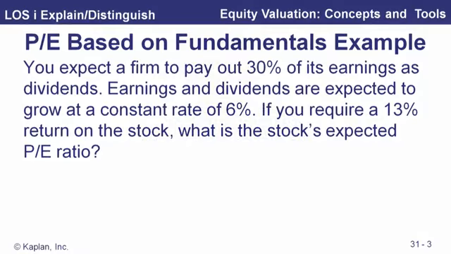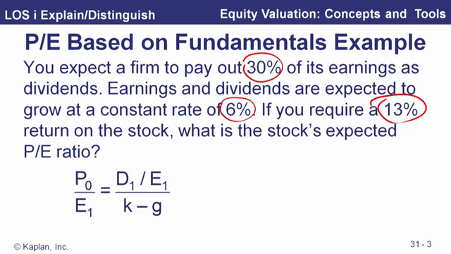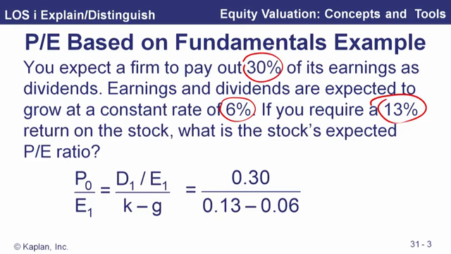So let's look at a PE based on fundamentals. The math is, of course, pretty easy. Even financial analysts can do it. You expect a firm to pay out 30% of its earnings as dividends. There's our payout ratio. Earnings and dividends are expected to grow at a constant rate of 6%. There's our G. There's our payout ratio. Here's our K. And it's pretty straightforward from there. Our PE based on fundamentals, we expect it to sell for 4.3 times expected earnings, next year's expected earnings, E1.